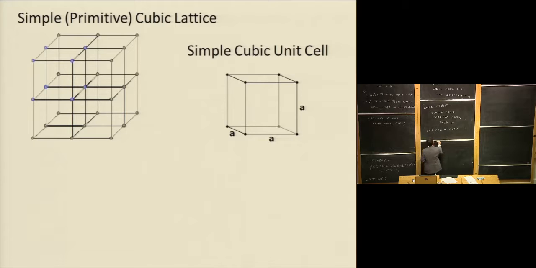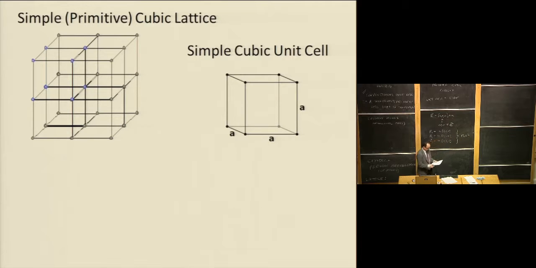We can write down the lattice points in a more proper way, that R equals (u, v, w) times the lattice edge length A, where u, v, and w are all integers. Okay? Now, we were told at the beginning that we should be able to write the lattice points as integer sums of primitive lattice vectors, so we can choose A1 equals A times (1, 0, 0), A2 equals A times (0, 1, 0), and A3 equals A times (0, 0, 1). And these are the primitive lattice vectors, PLVs.